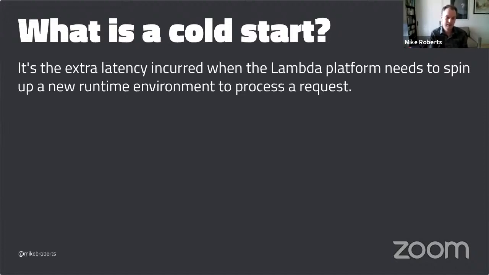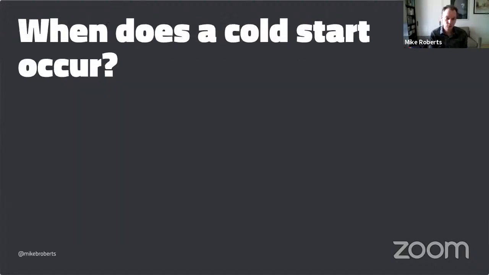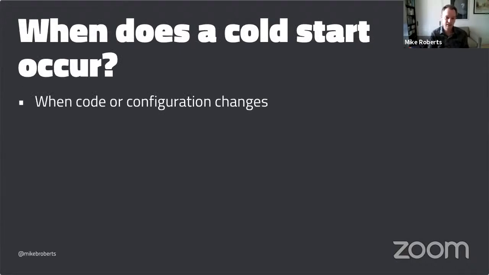So by default, Lambda has a just-in-time model for instantiating environments. It won't create them ahead of time. And so it only creates runtime environments when it needs to. So when is that? In other words, when does a cold start occur? So first of all, whenever our code or our configuration changes, we don't want the old version of our code to run. We want the new version of our code to run. And so we'll see a cold start whenever we update the code or configuration of our Lambda function.